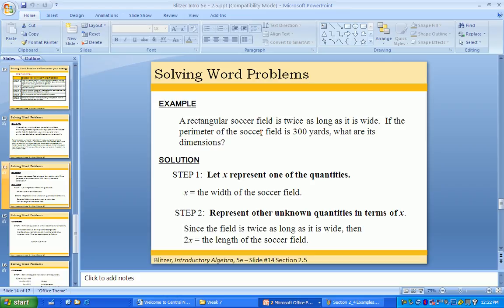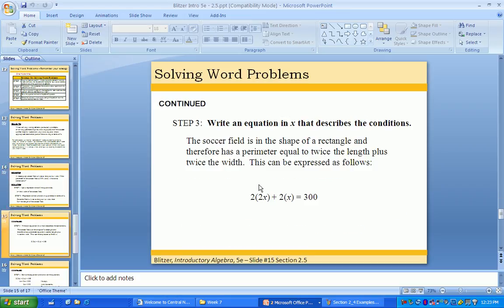Here's another word problem. A rectangular soccer field is twice as long as it is wide. If the perimeter is 300, what are the dimensions? Again, x is the width. We know the length is 2 times the width. And remember from our equation that 2w plus 2l is equal to perimeter. They say perimeter is 300.